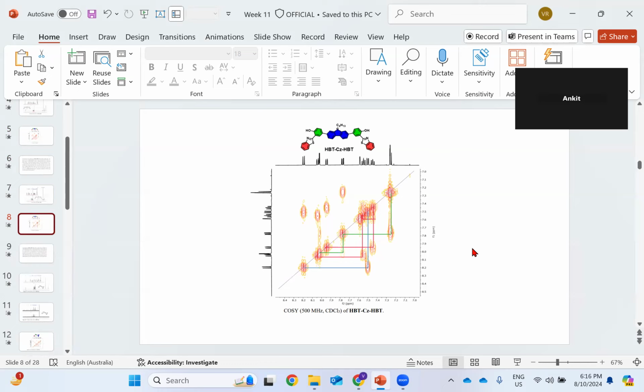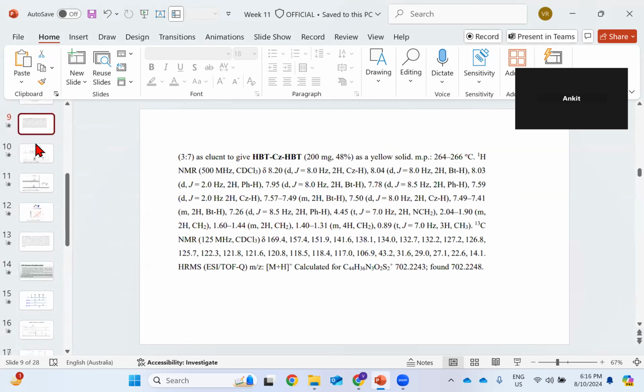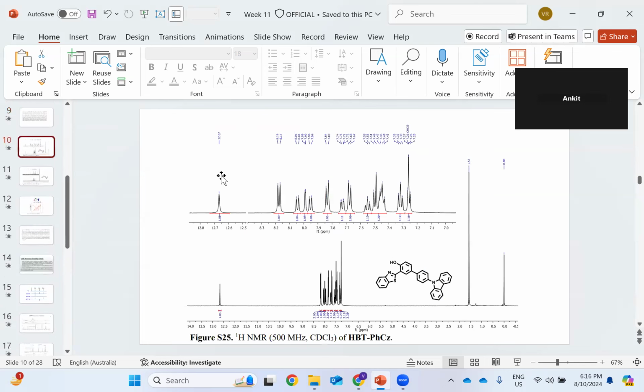Further, I have uploaded some other spectra for, let's say, this molecule. This molecule contains the benzothiazole ring, another phenyl ring, and again a phenyl ring with AB type coupling spin system.